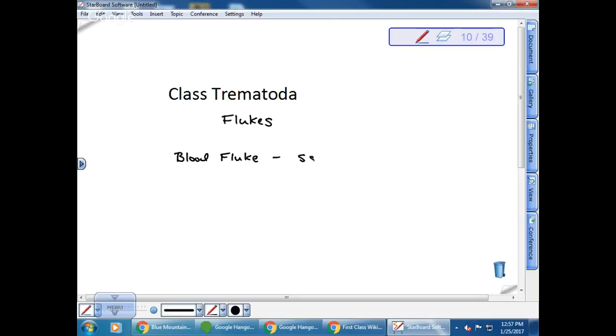Okay, so if we look at the flukes, one example is what is called the blood fluke. And this produces what is called schistosomiasis. We'll just put schistoma. And the intermediate host in this particular case is a snail. And so this occurs in water. Yes, and we're going to talk about how snails can be dramatically affected by being parasitized with the larvae. Okay, so the snail is the intermediate host.